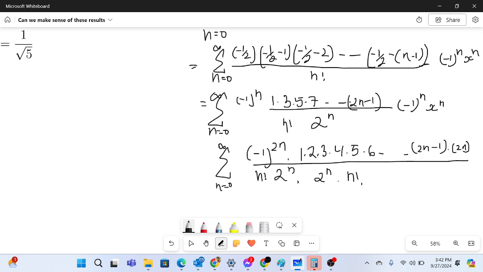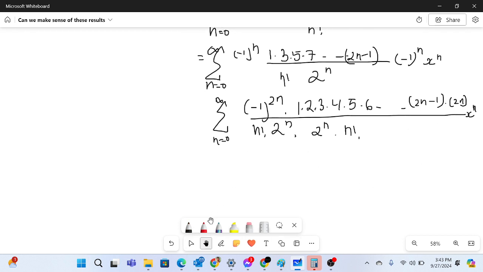Okay, now over here in this 2, 4, 6, 8, 10 up to 2n, there are n 2's multiplied by n factorial, right? Because this is 2 into 1, 2 into 2, 2 into 3, 2 into 4, so n 2's and 1, 2, 3, 4, so that's why we got this expression. Over here I have x to the power n.